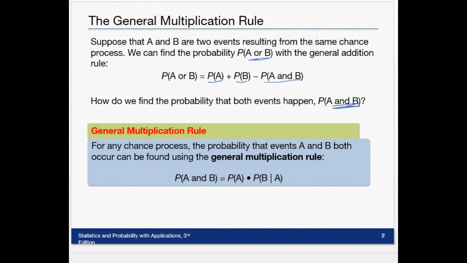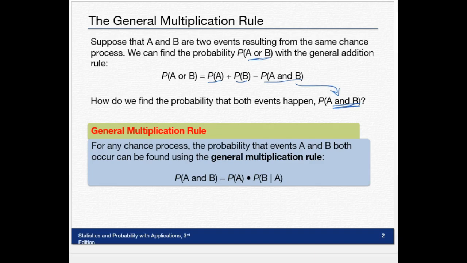This part right here, this piece of the puzzle. What if they don't tell us that? How do we find this out? Well, we use the general multiplication rule. For any chance process, the probability that events A and B both occur can be found using the general multiplication rule. And it says this: the probability of A and B happening is the probability of A by itself times the probability of B given that A has happened.